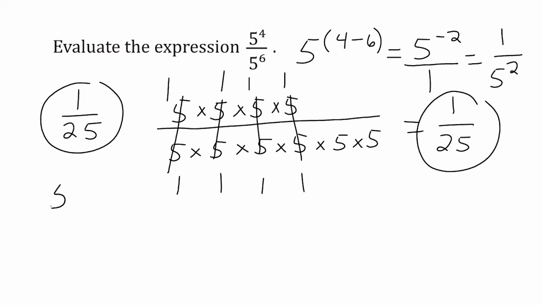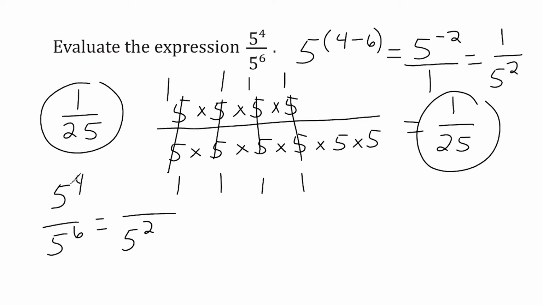So what I like to do is I like to just say, okay, where do I have more 5s, on the top or the bottom? Well, because the bottom is raised to the 6th power, we have more 5s on the bottom. So then what I like to do is just say, okay, how many more 5s do I have on the bottom than the top? Well, 6 is 2 bigger than 4, so we would say we have 2 more 5s on the bottom. So I would immediately turn this into 5 to the second.